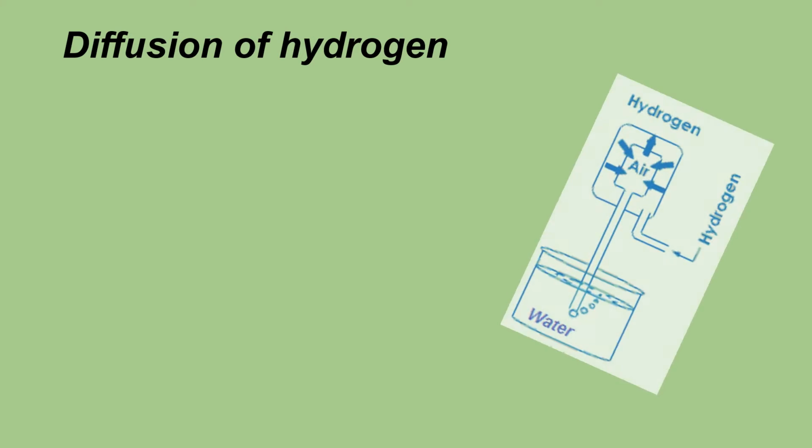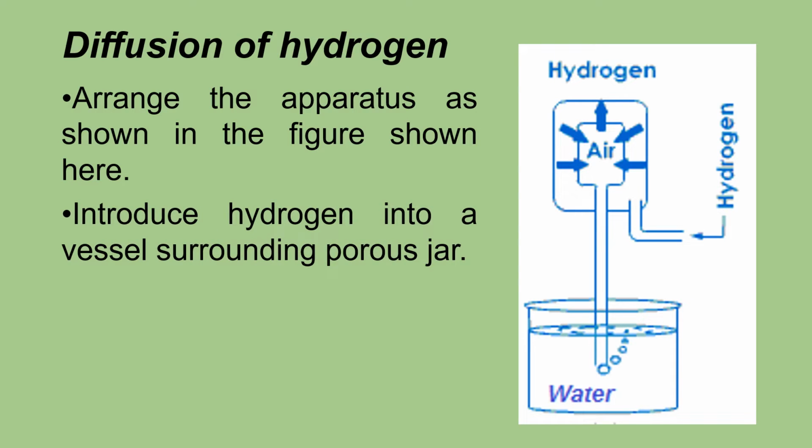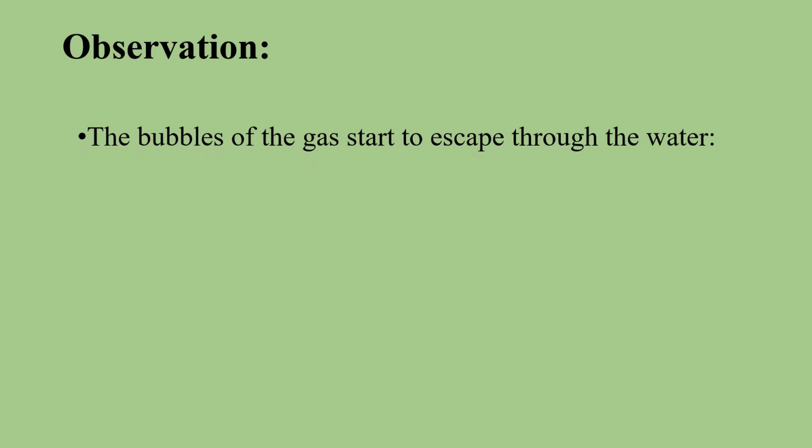Diffusion of hydrogen. Arrange the apparatus as shown in the figure shown here. Introduce hydrogen into a vessel surrounding the porous jar. What do you observe? Observation: the bubbles of the gas start to escape through the water.